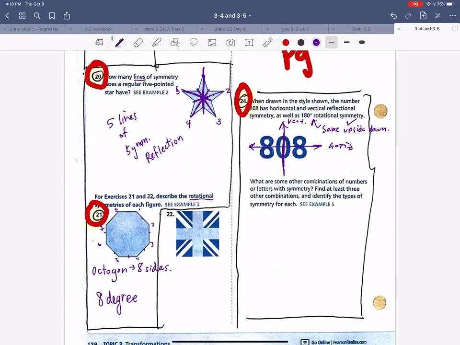Okay, what are some other combinations of numbers with symmetry? List at least 3 other combinations and identify, oh, so this is cool. You can get creative.